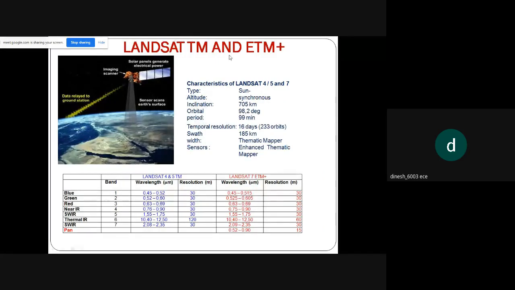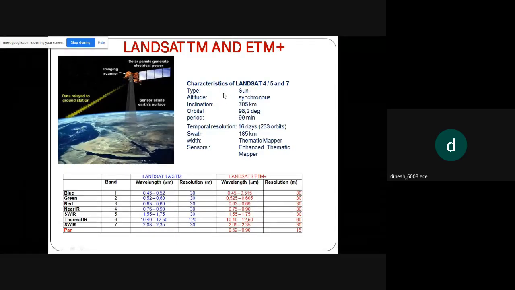So the Landsat TM and ETM plus. TM is your thematic mapper, and ETM plus is the enhanced thematic mapper plus. So 4 and 5 have the thematic mapper, and 7 has the enhanced thematic mapper plus. So this is how the Landsat characteristics fall.